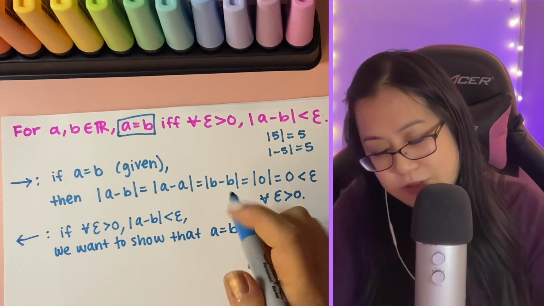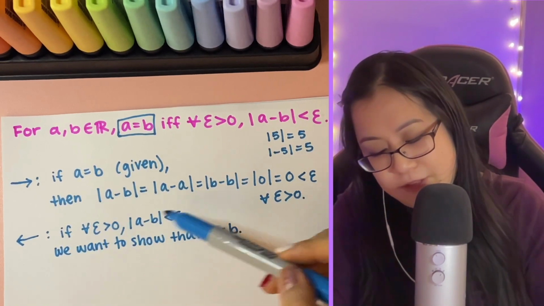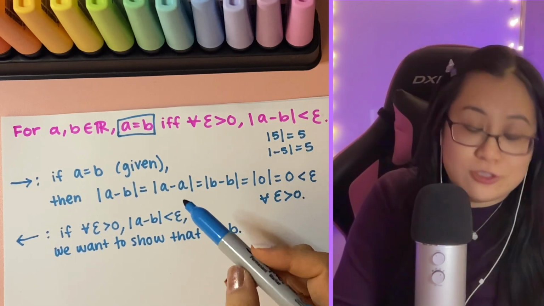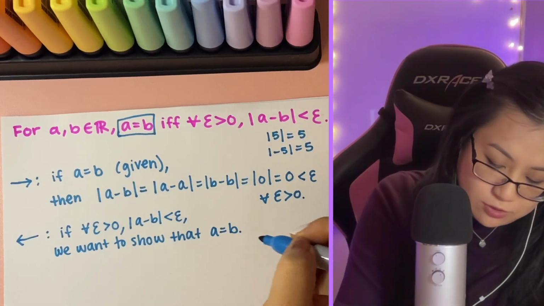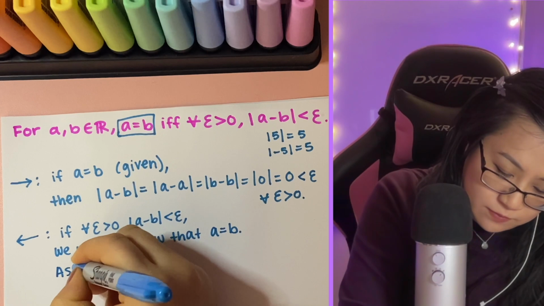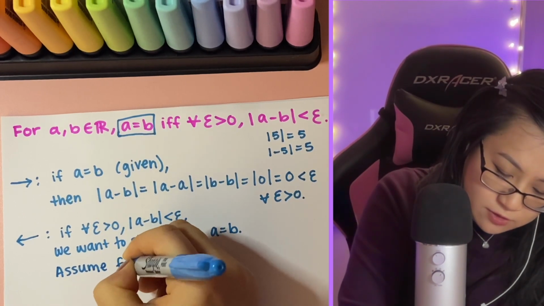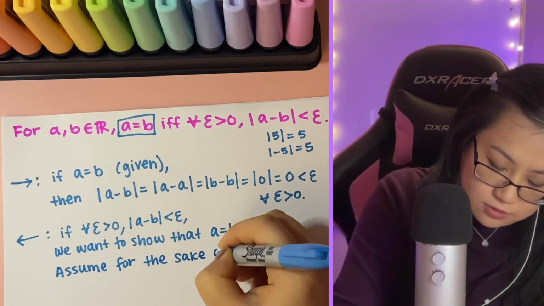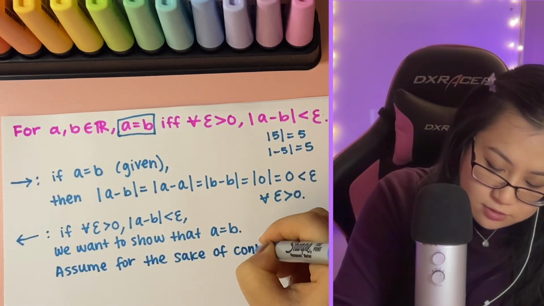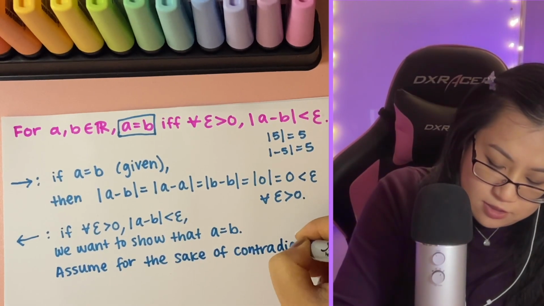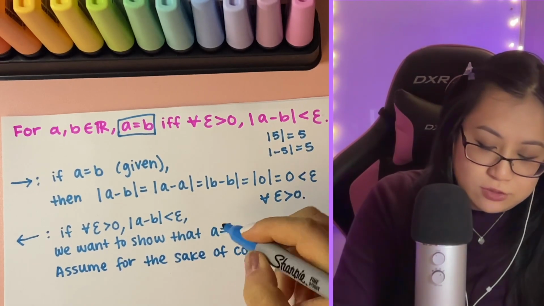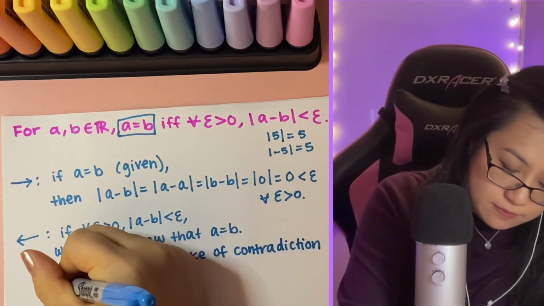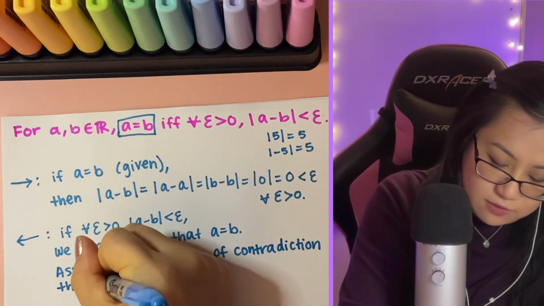So this is going to be harder to show in general, so we can do this by contradiction. Assume for the sake of contradiction, because you can't just assume. You're saying you want to show that a equals b, so you assume for the sake of contradiction that a doesn't equal b.